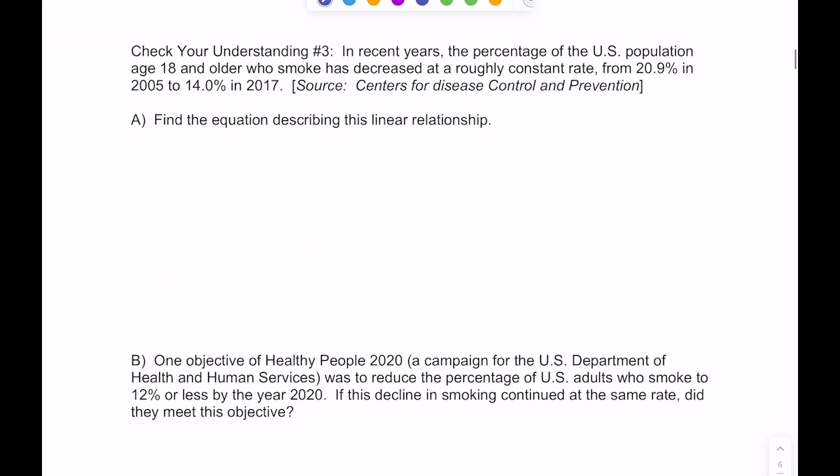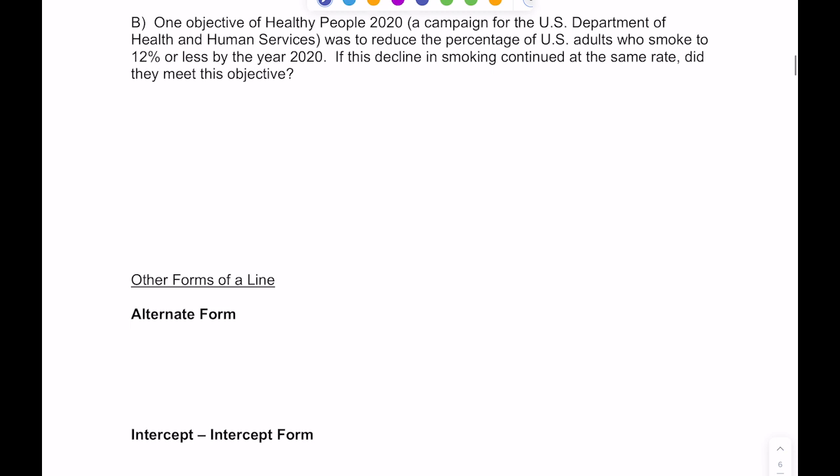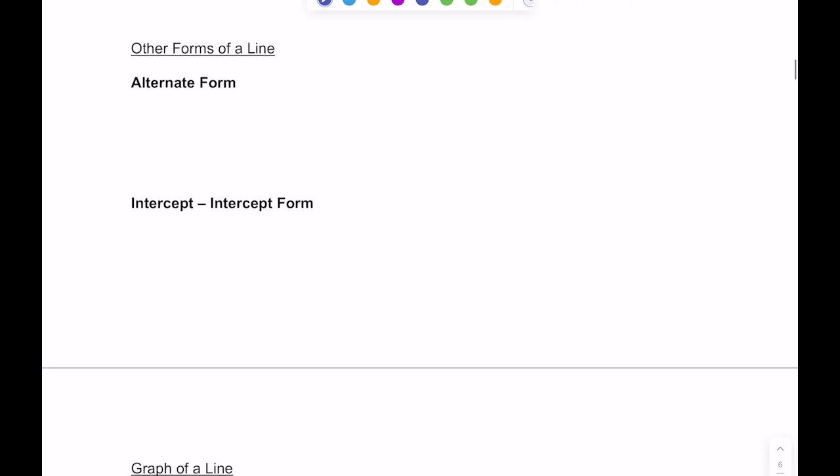At this point, you can pause the video and try reading these application problems. And when you are ready to unpause the video, you can follow along here. We're going to look at other forms of a line.